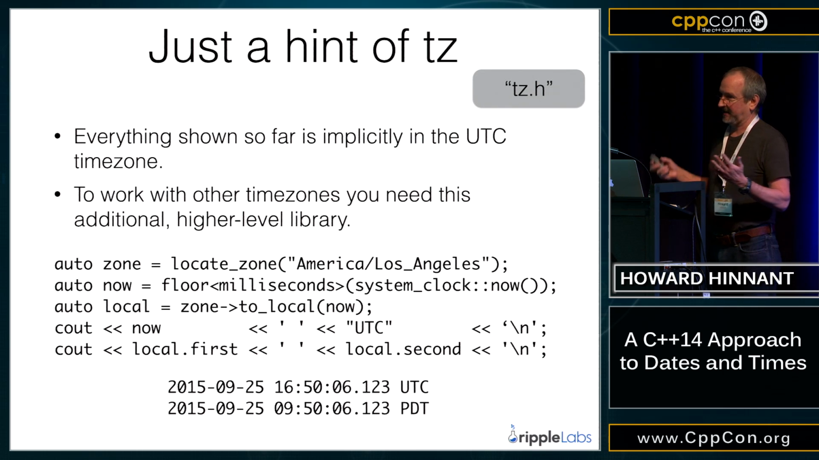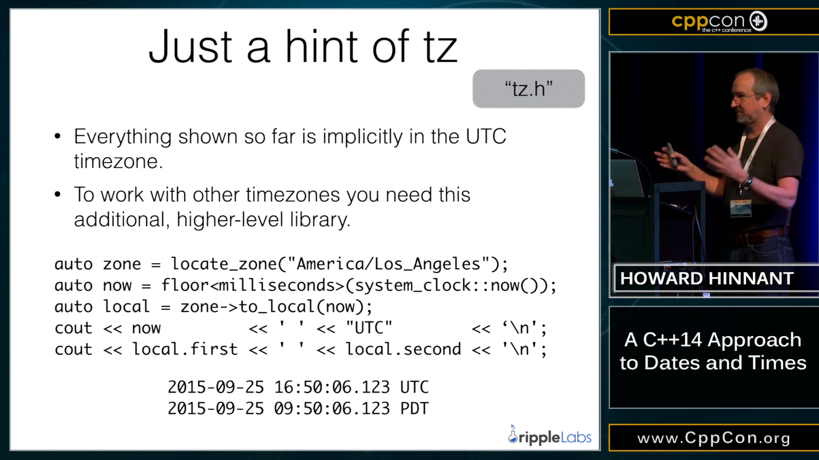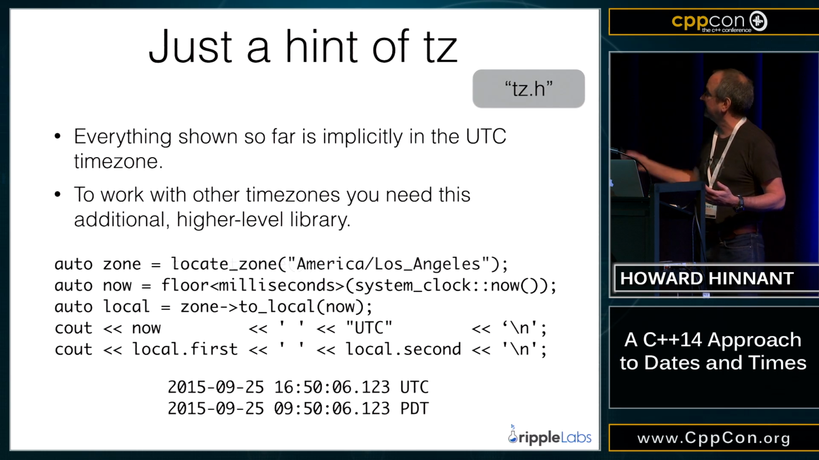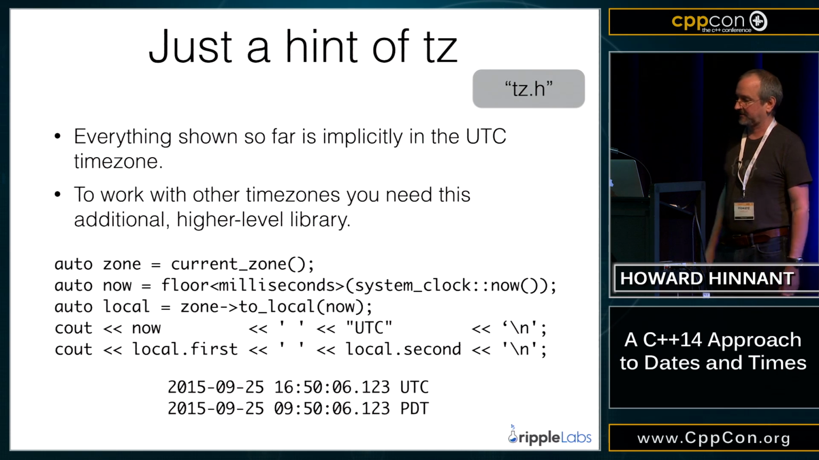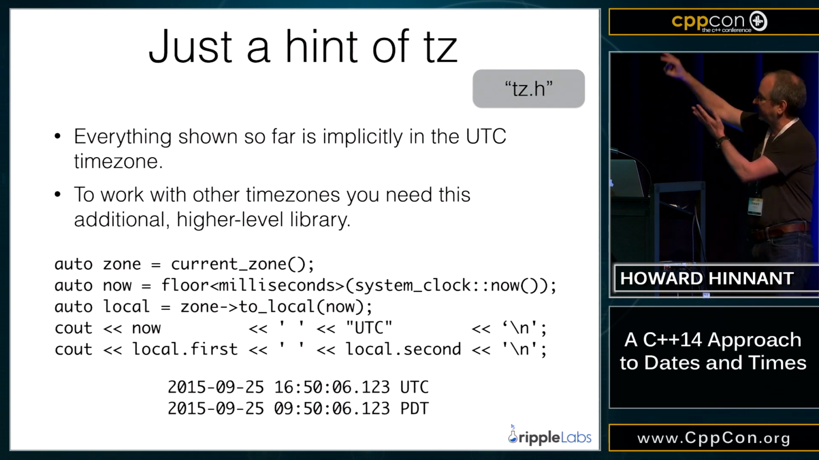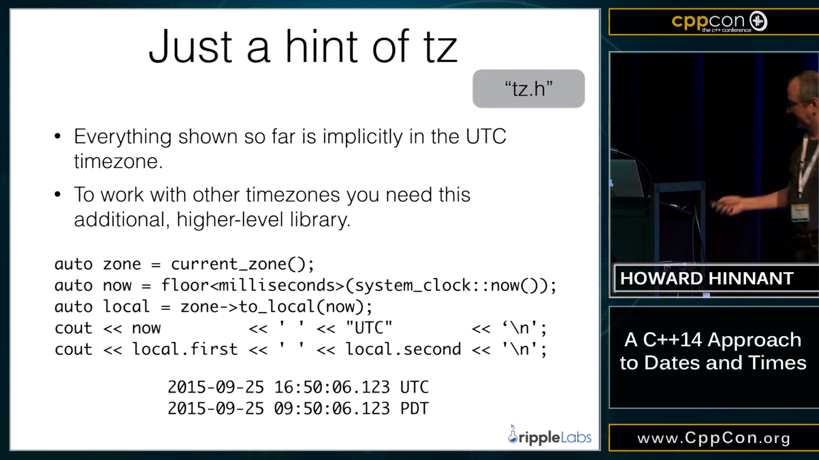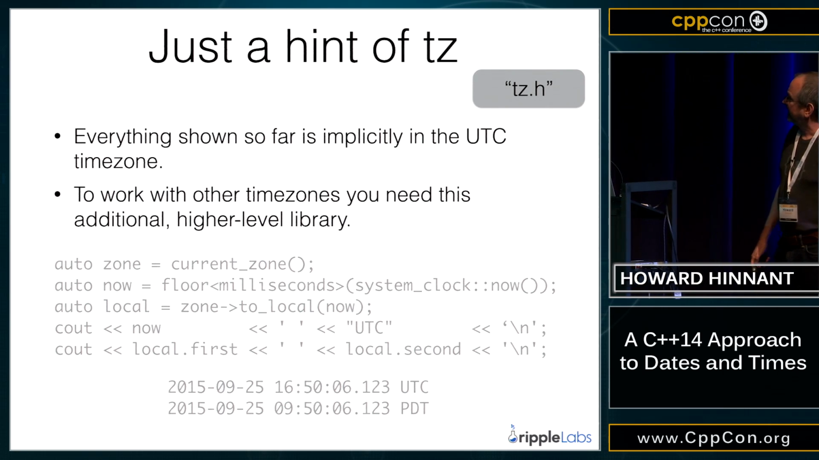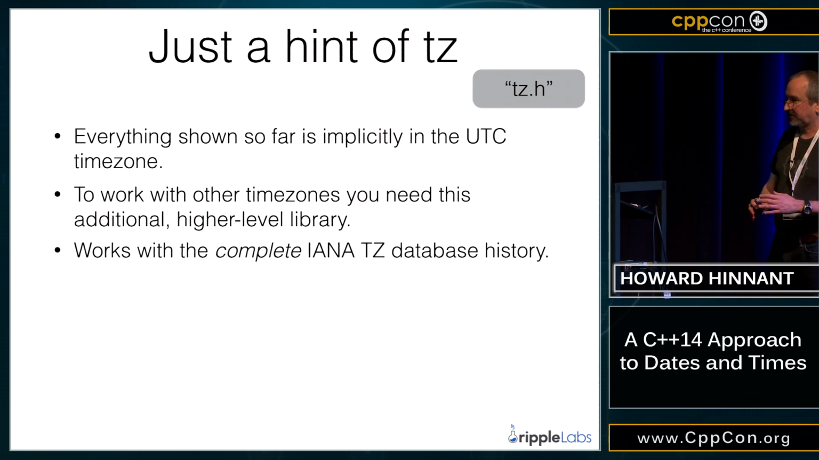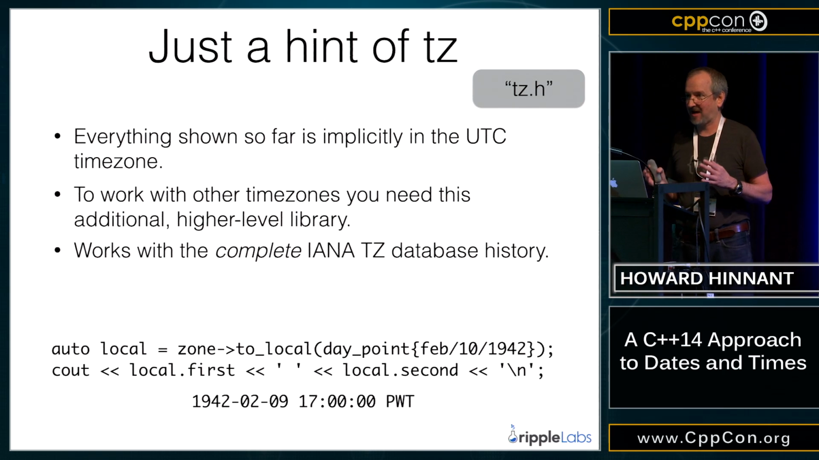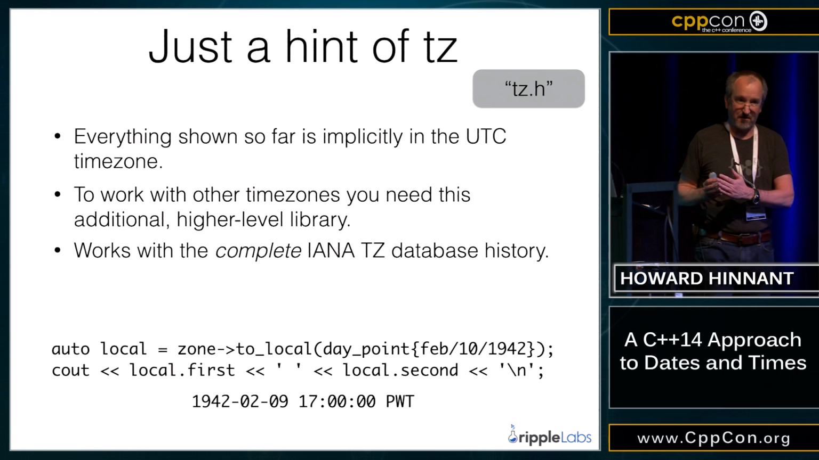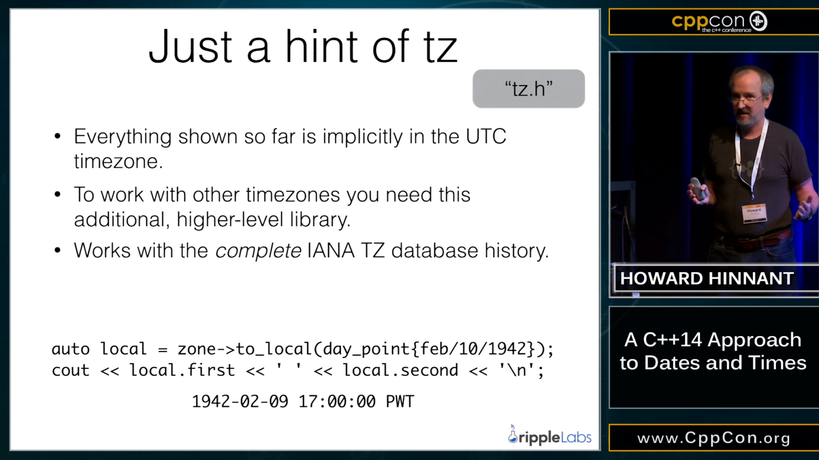If you don't want to have to always specify a time zone, you can, of course, get the current zone. On this slide, only the first line is changed from locate_zone to current_zone, and from there on, it works just the same. This is a parser for the entire IANA time zone database history, which has time zone information dating all the way back to the 1800s.